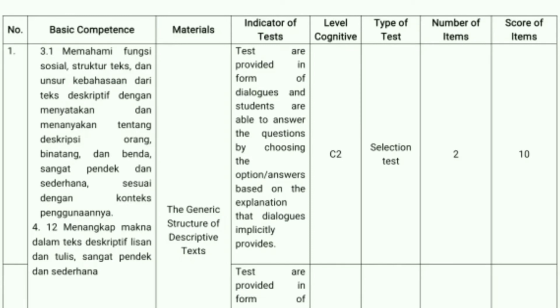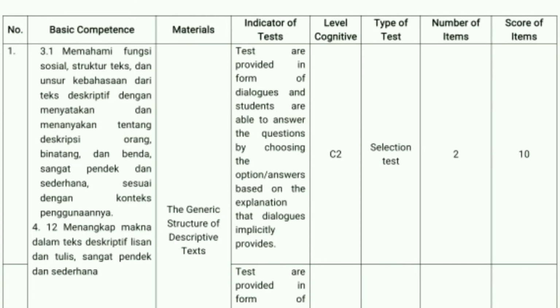The first one is memahami fungsi sosial, struktur teks, and also unsur kebahasaan. And the second one is menangkap makna dalam teks deskriptif lisan dan tulis. For the basic competence, it covers a cognitive level of C1 until C3. And then for the material, this table presents some material for this task blueprint.